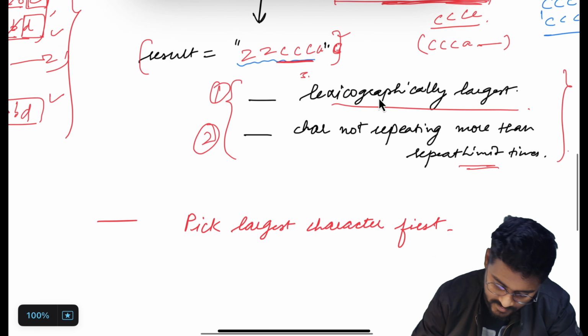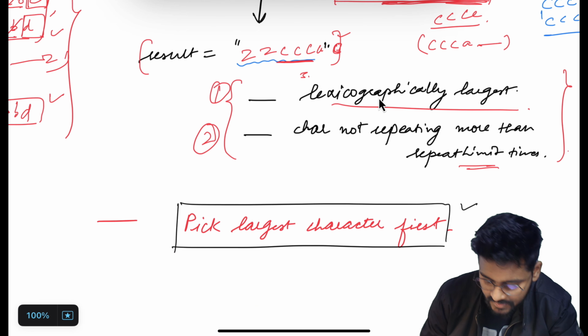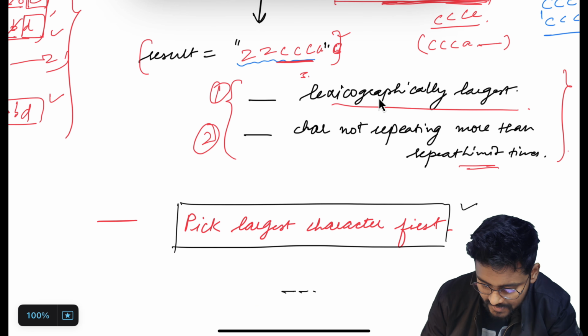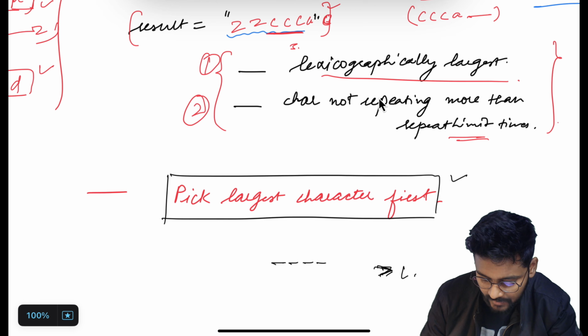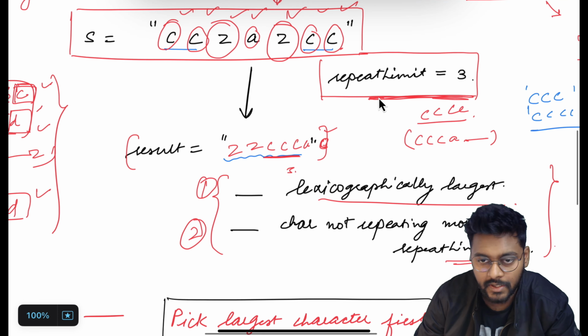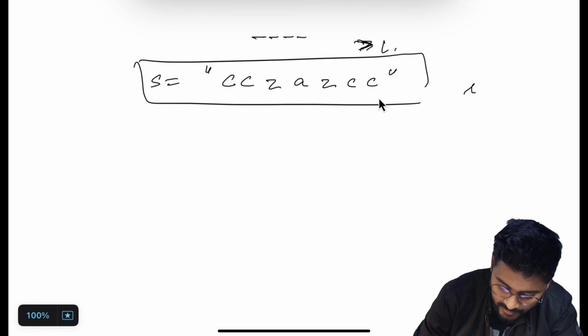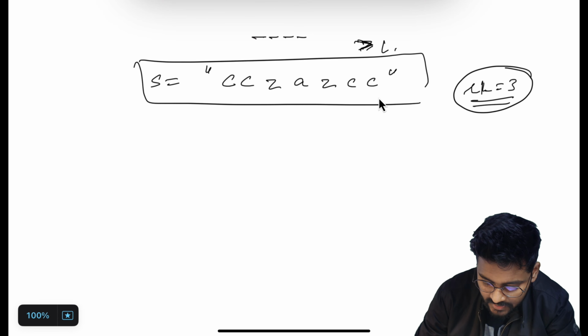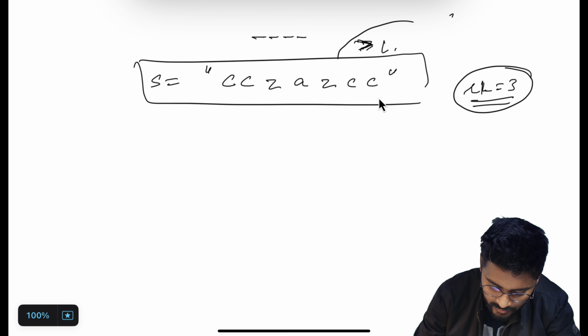So what I did here is I picked the character which is the largest. Pick the largest character first and add it to your resultant string, and make sure that character is not repeating more than repeat limit times. So this was my string, and the repeat limit was 3. It means any same characters cannot appear more than 3 times, and the characters can only be from A to Z. Only 26 possibilities are there.